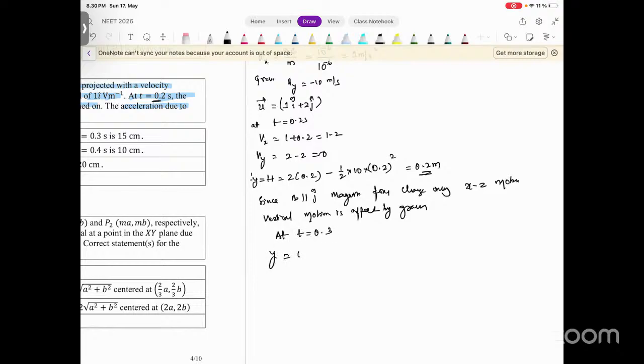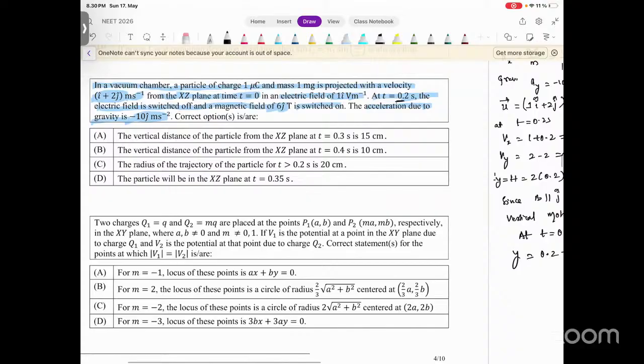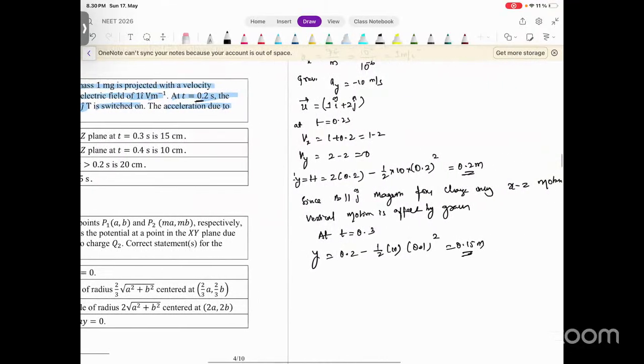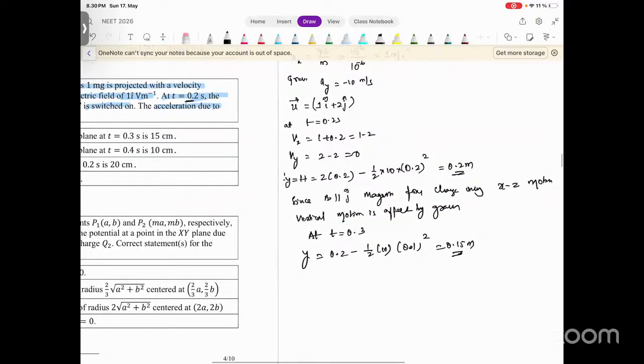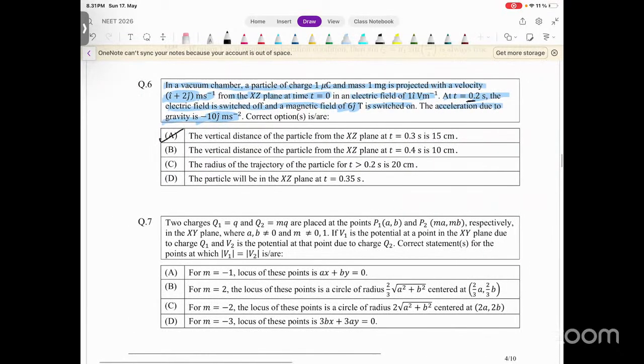Y will be equal to 0.2 minus half into 10 into 0.1 whole square. That is 0.15 meters approx. So the vertical displacement, the distance traveled by the particle in z at t equal to 0.3, will be 0.1 meter, I got. Okay, so 0.1 meter means the problem has given 15 centimeters. So this will be equal to 15 centimeters. So the first option, which I feel is correct right now.